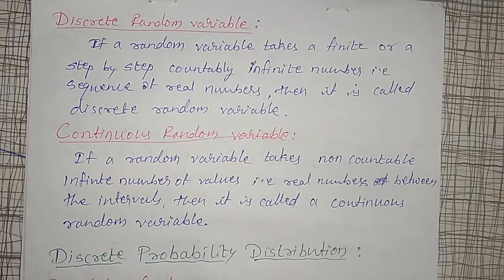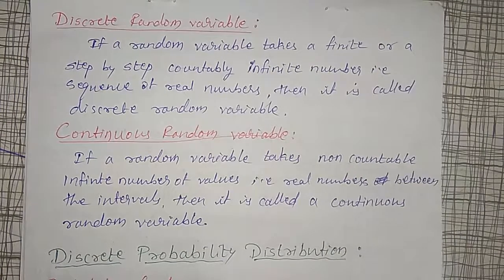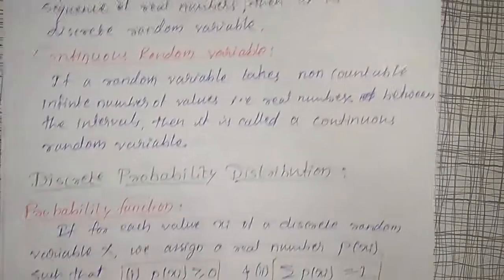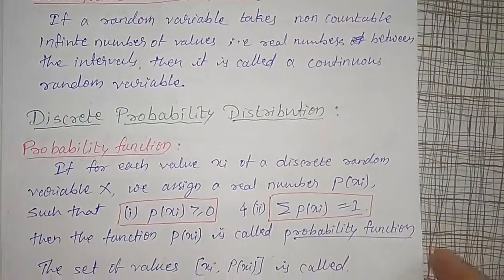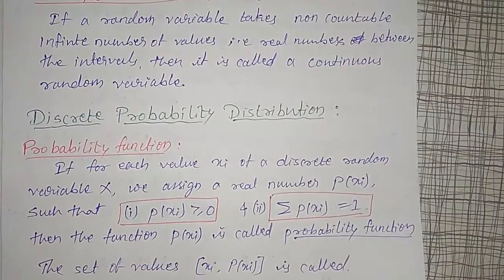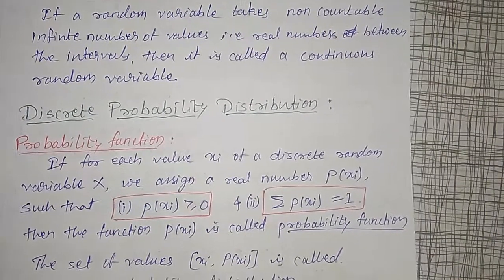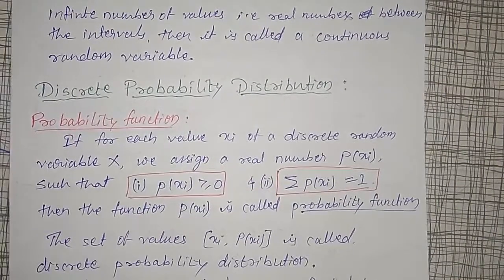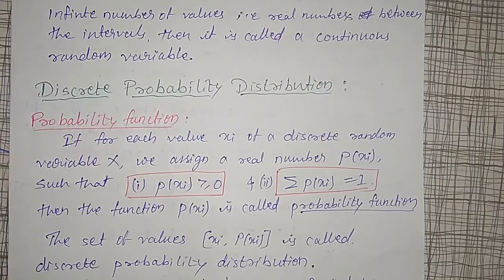That was the definition of a random variable. How to use that random variable? Using it, I am going to discuss the discrete probability distribution. Before defining the discrete probability distribution, I have to define the probability function.